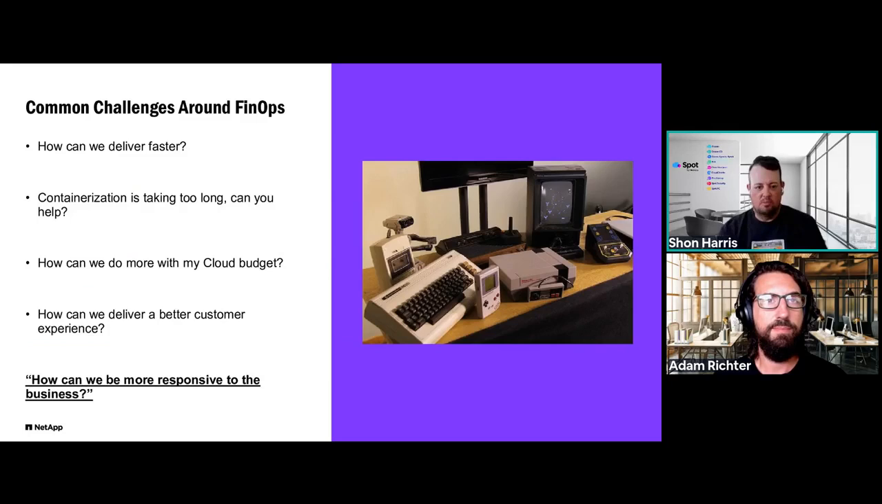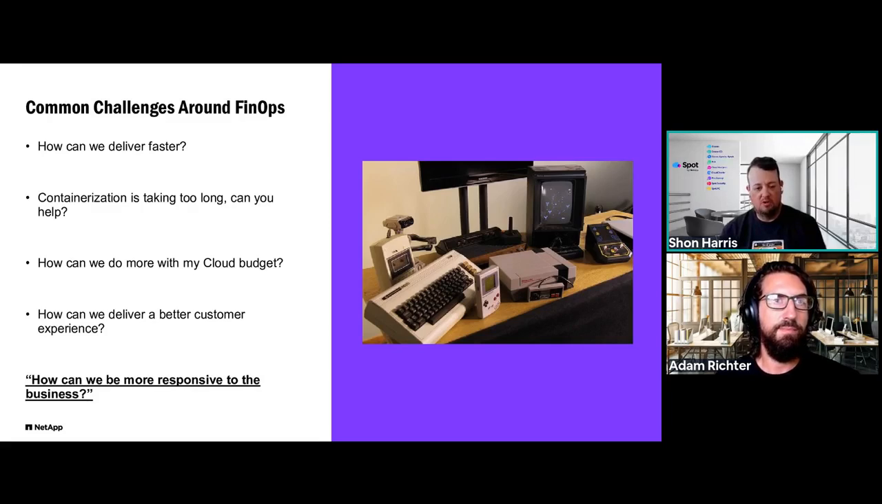So what are some common challenges around FinOps and the idea of FinOps, right? The initial question is, how can we deliver faster? How can modernization efforts like containerization that take a long time, how can you help? How can you speed that up? How can we do more with the budgets, right?